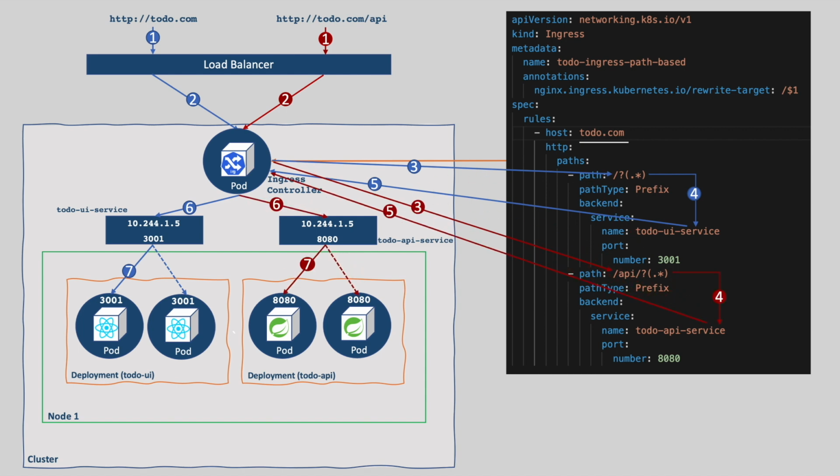Now we don't need any node port or load balancer services, as the Ingress controller is a pod and can access cluster IP services. So all we need to do is define cluster IP services for our applications.